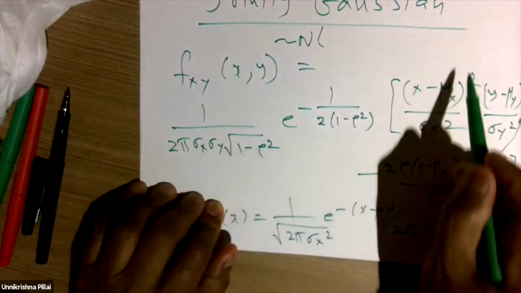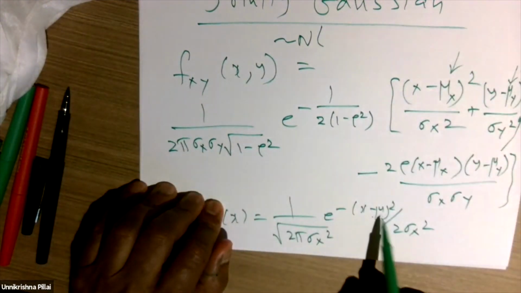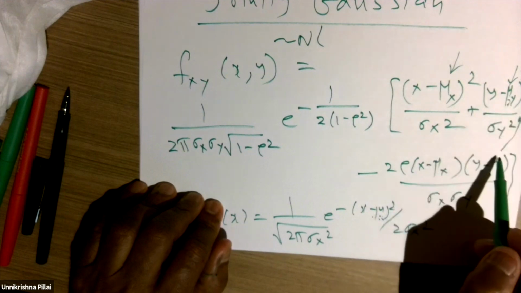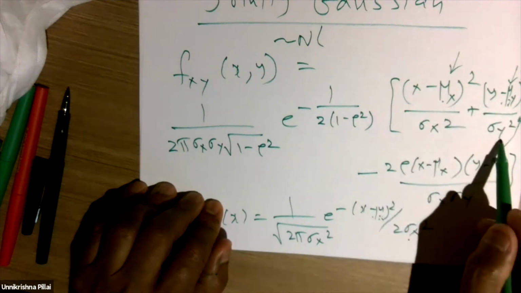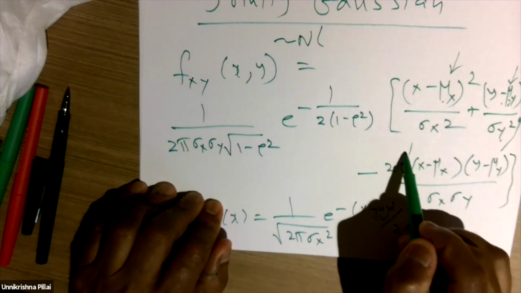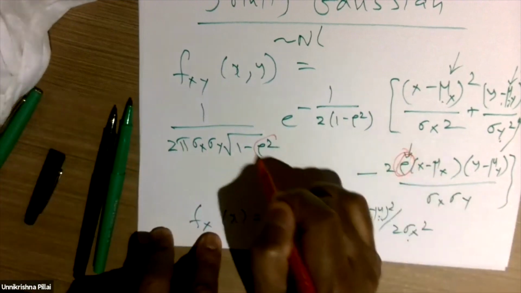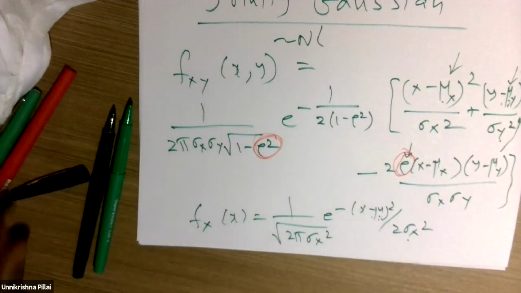If you notice here, how many parameters are here? Let's count them. From here, we know these are the mean of the x random variable. This must be the mean of the y random variable, mu x, mu y. This is the variance of x. This is the variance of y. But what we see is a new parameter rho. We'll come to that maybe next class or something. That's all the difference. Otherwise there is no difference.